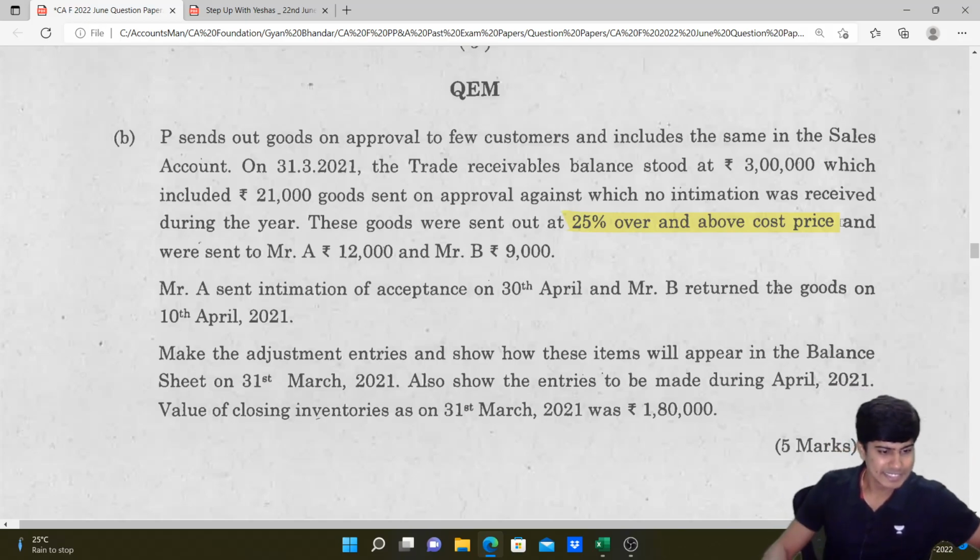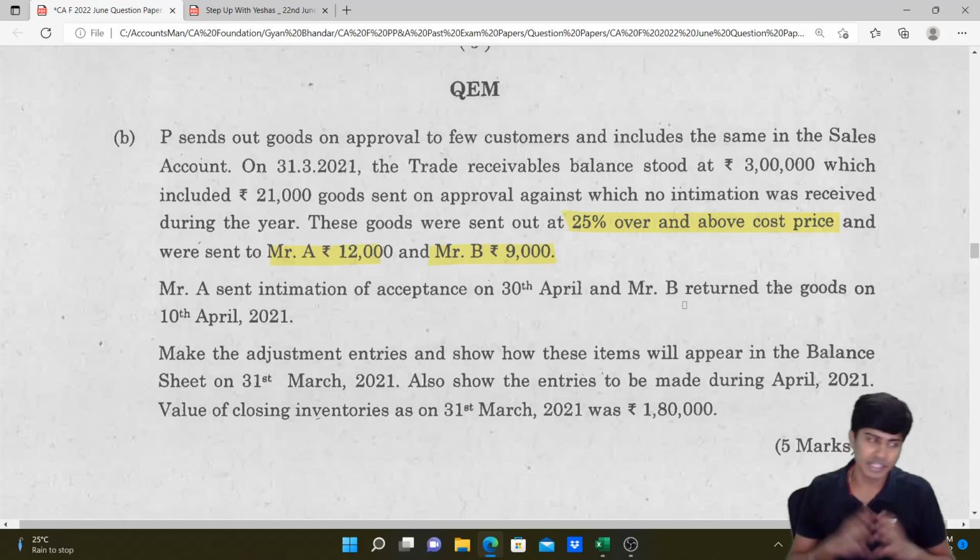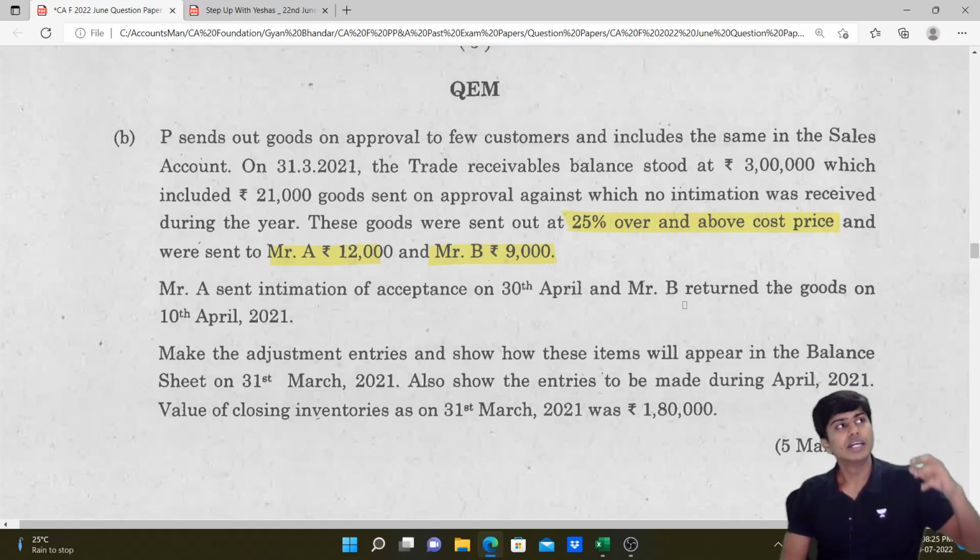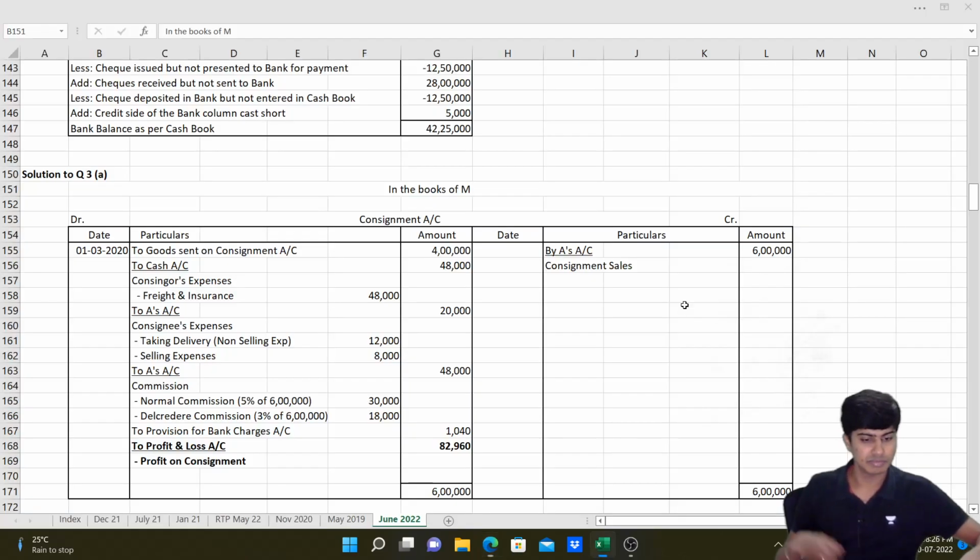Got it, guys? Great. And goods were sent to Mr. A 12,000 and Mr. B 9,000. So Mr. A 12,000, Mr. B 9,000, total 21,000 will reverse. So either our entry can be sales account debit to trade receivables or debtors 21, or our entry can be sales account debit to Mr. A 12 and Mr. B 9. Let's have a look.